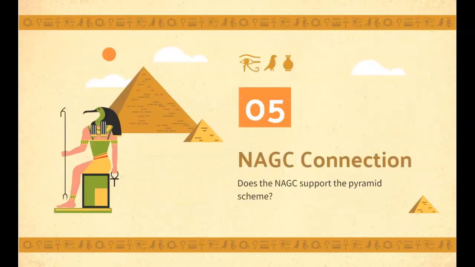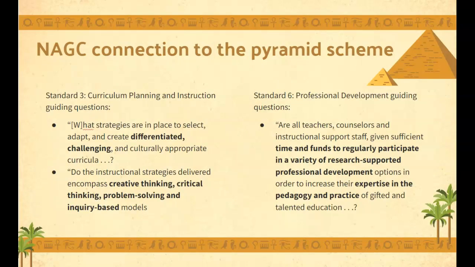So what is the NAGC connection to this pyramid scheme? Based on Standard 3, Curriculum Planning and Instruction, the following are some guiding questions. What strategies are in place to select, adapt, and create differentiated, challenging, and culturally appropriate curricula? Do the instructional strategies delivered encompass creative thinking, critical thinking, problem solving, and inquiry-based models?